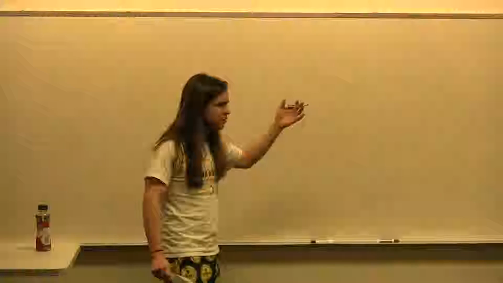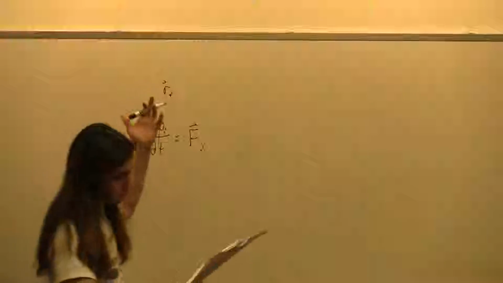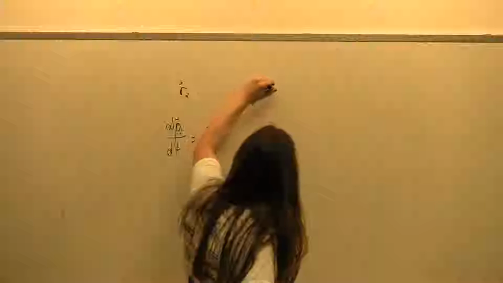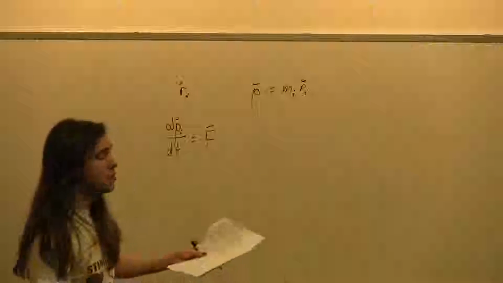So consider a system of n particles. I'm going to label all of their coordinates by r_i. Then Newton's law for this is just that the change in momentum of the ith particle is equal to the force on the ith particle, where the momentum is defined as the mass of the ith particle times the velocity of that ith particle.